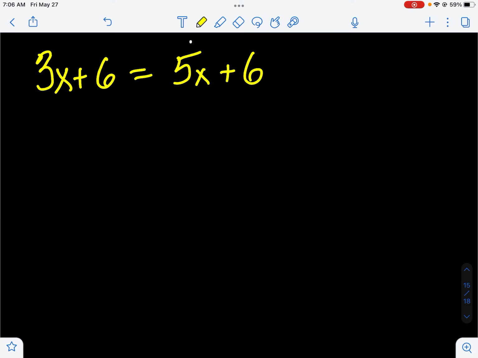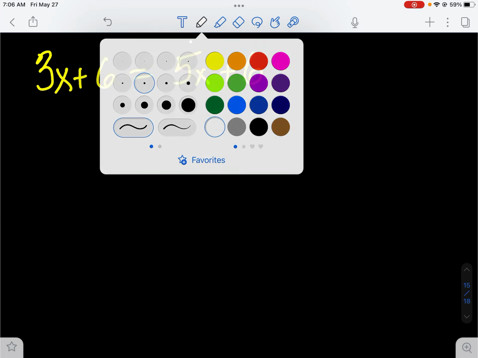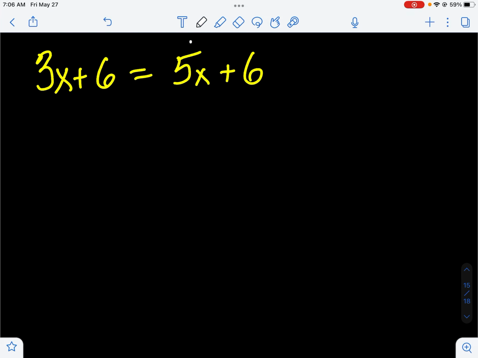So first, before we look at the actual problems, you guys know that if we have something like this, let's go x plus 6 equals 5x plus 6, we would subtract 6 from both sides and those 6's would go away. Essentially, if we have a plus 6 over here and a plus 6 over here, they really cancel each other out.